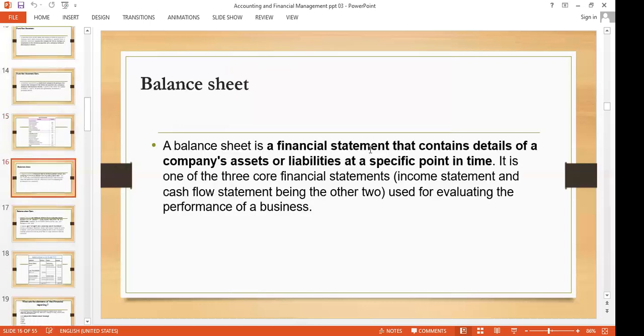Another important one in the financial statements is the balance sheet. Balance sheet is the financial statement that contains details of the company's assets and liabilities at a specific point in time.